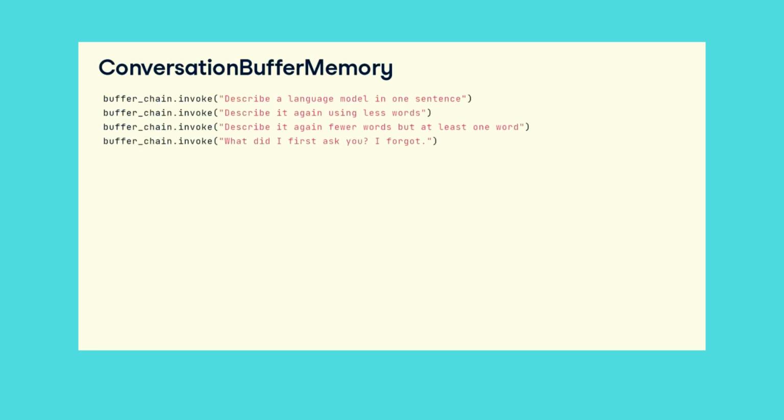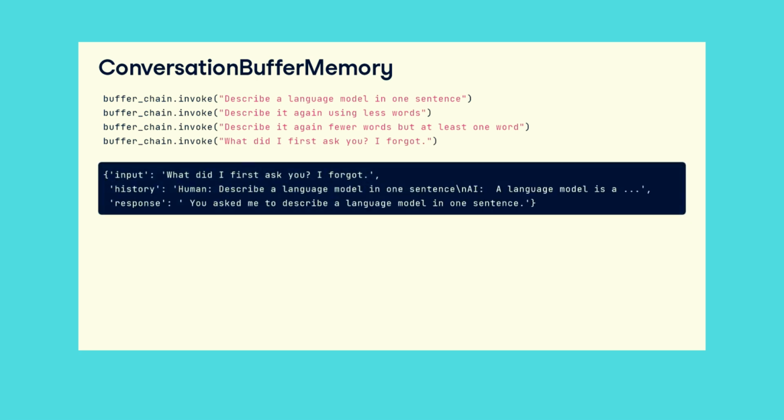Let's pass the chain a series of inputs, with the final input asking the model to recall the first question. The chain returns a dictionary showing the input for the final call, the history the chain has at this point, and the response to the question.